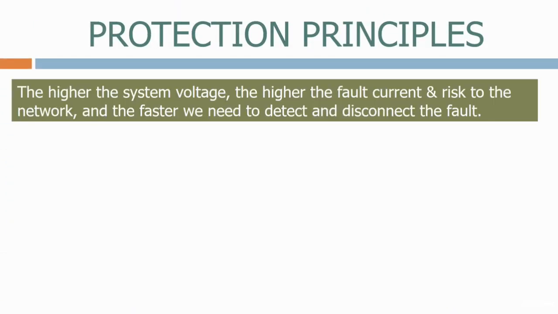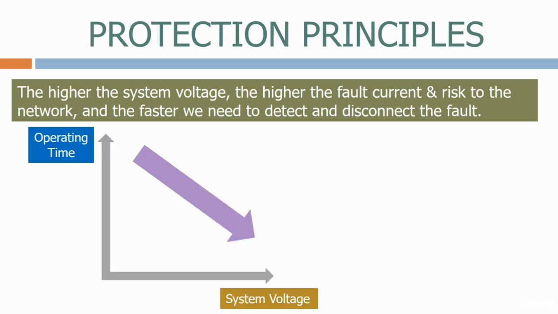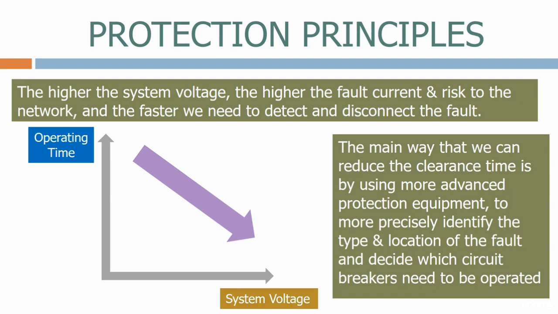The higher the system voltage, the higher the fault current and risk to the network, and the faster we need to detect and disconnect the fault. The main way that we can reduce the clearance time is by using more advanced protection equipment to more precisely identify the type and location of the fault and decide which circuit breakers need to be operated.